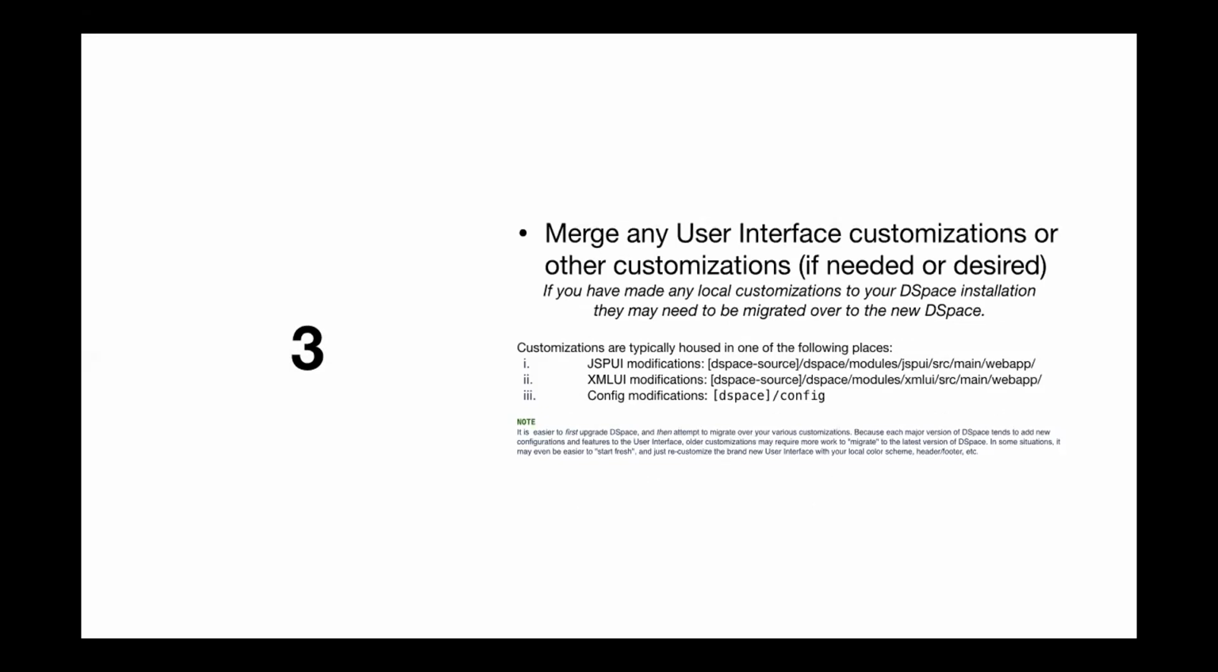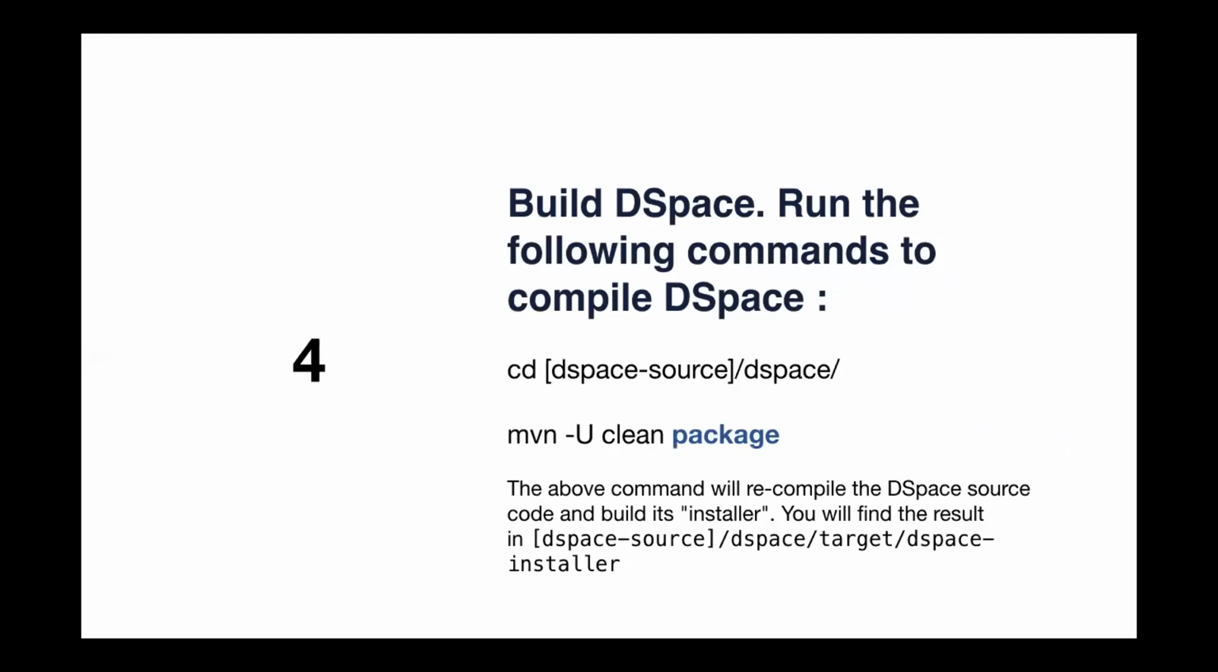And basically, this is where you can put all your customization for the user interface and configuration. We are talking about the 2 user interfaces, which are the Java and XML user interface. And this directory here is where you are going to put all those customizations from the old system. Number 4, you need to build your DSpace now. Remember, you're not building from the old DSpace folder, but the one that you downloaded. And this is the command.